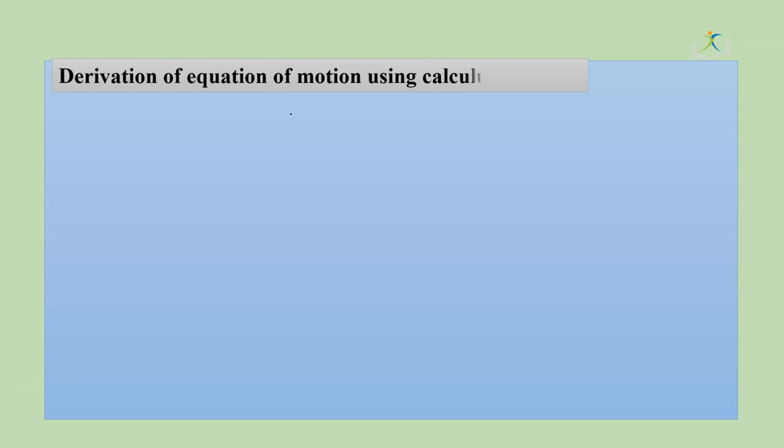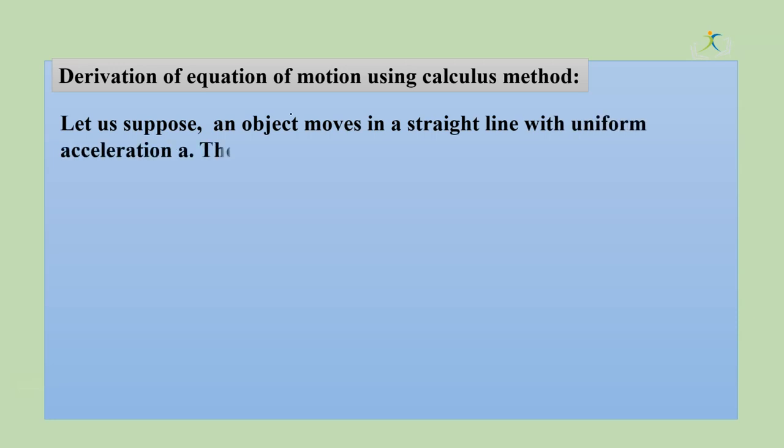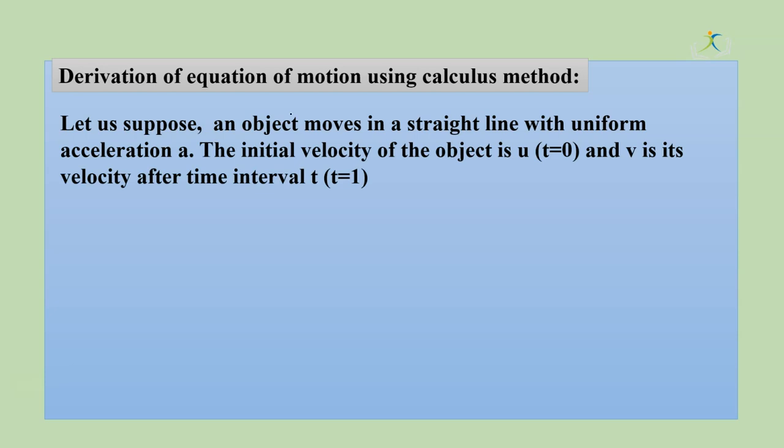So this is the derivation of equations of motion using the calculus method. Let us suppose an object which moves in a straight line with uniform acceleration a. The initial velocity of the object is u at time zero, and v is its final velocity after time interval t.